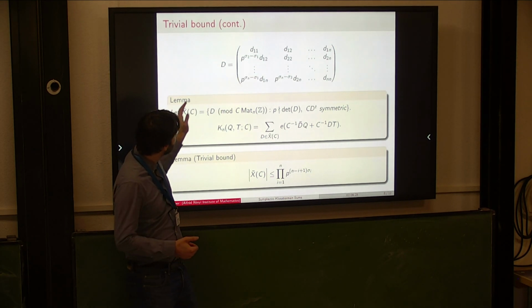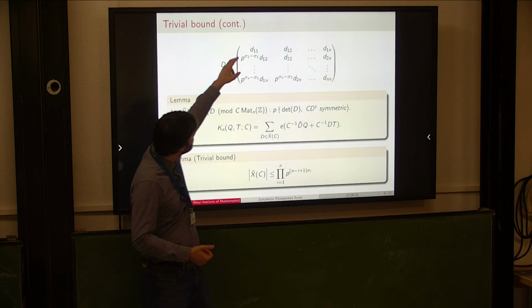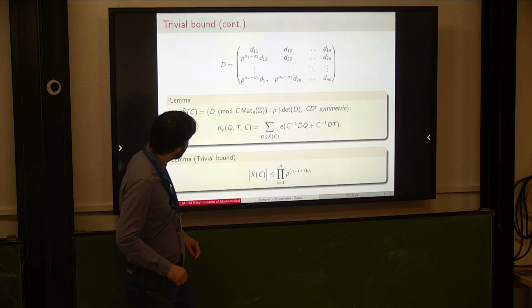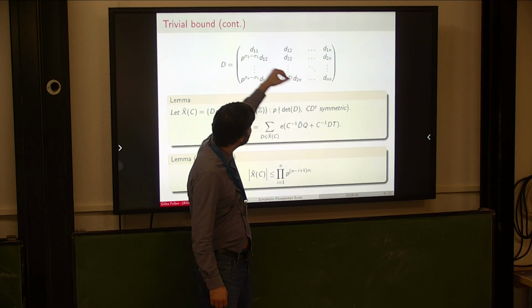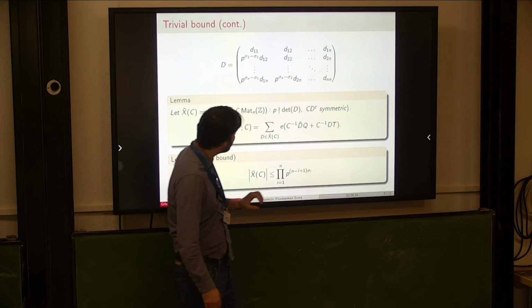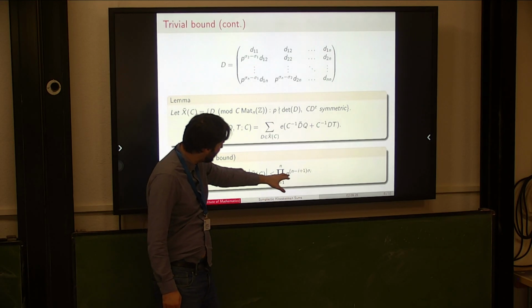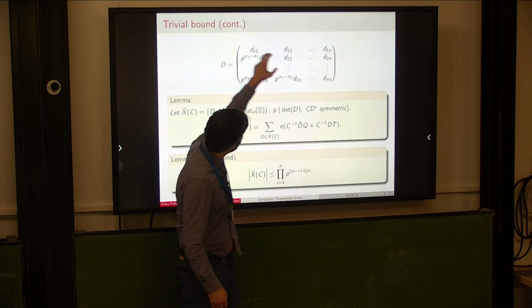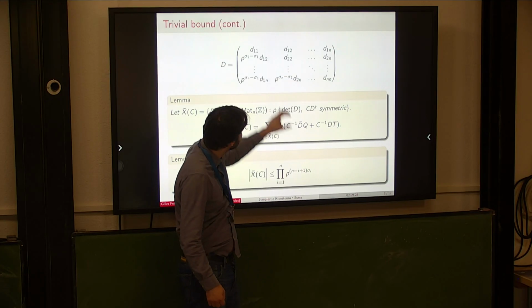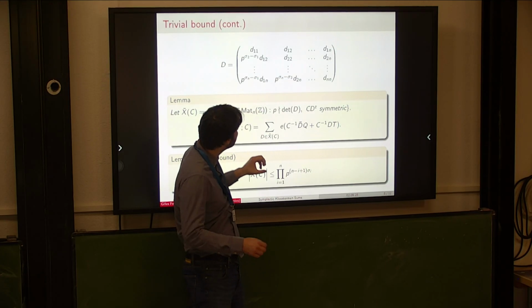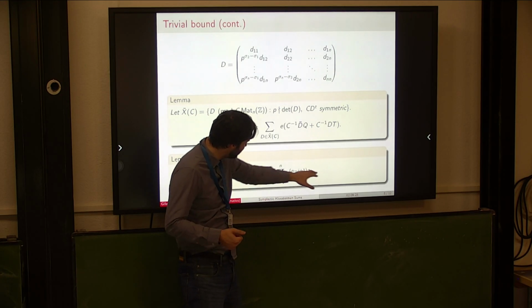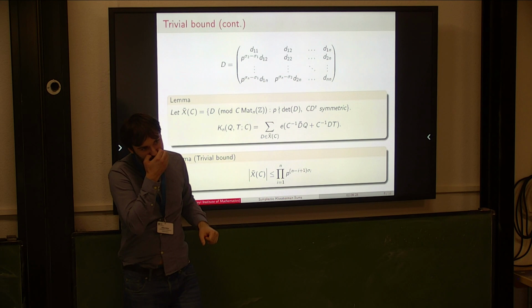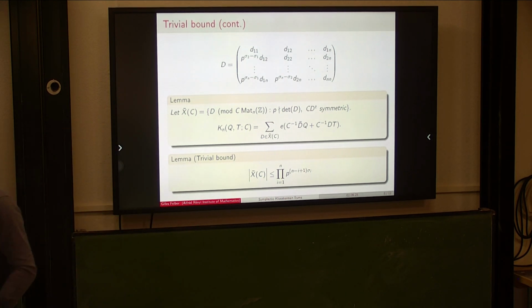And now you can, from this, read the trivial bound. The first line will run mod sigma 1, the second line mod sigma 2, and so on, and the last line mod sigma n. And we only look at things above the diagonal. So the trivial bound is given by P to the n times sigma 1, times P to the n minus 1 times sigma 2, and so on up to sigma n. So this is the trivial bound for a general C with prime powers on the diagonal.